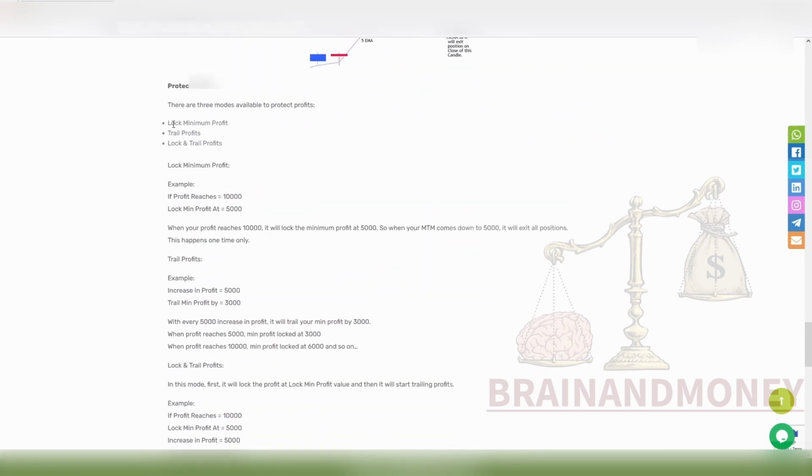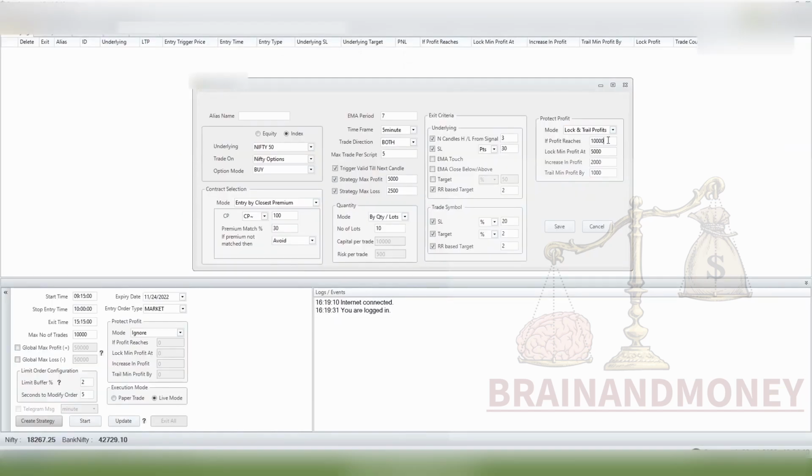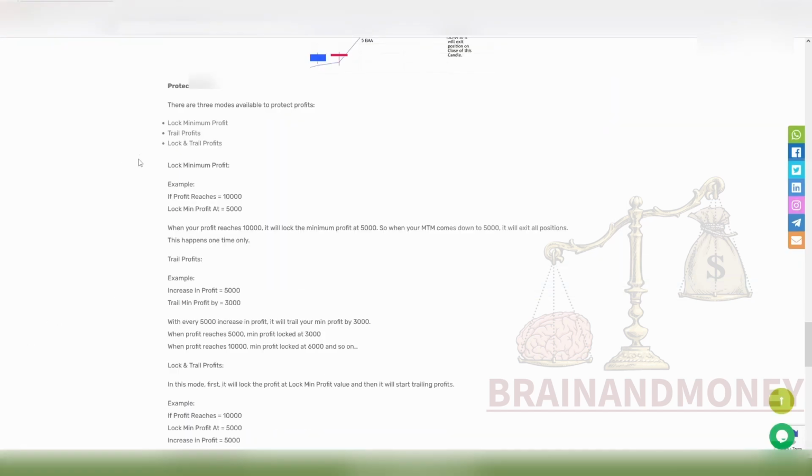So if you are using the lock minimum profit, let's say if you set the values equal to 10,000 and 5,000, then whenever your MTM reaches 10,000, it will lock minimum profit at 5,000. So your MTM will be gradually increasing from 0 to 10,000, and after that, when it comes back below 5,000, it will exit the position.